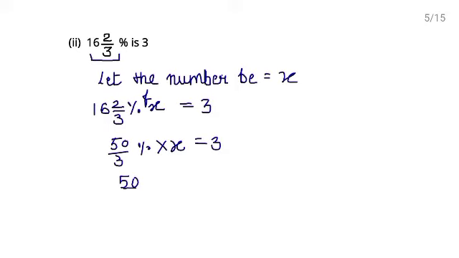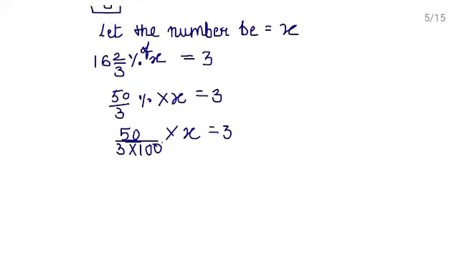50 upon 3% means when you will remove percent sign, percent means out of 100. So 100 will be in denominator. Multiply x is equals to 3. Now 50 ones are 50, 50 twos are 100. So this is 1 upon 3 twos are 6. x is equals to 3.